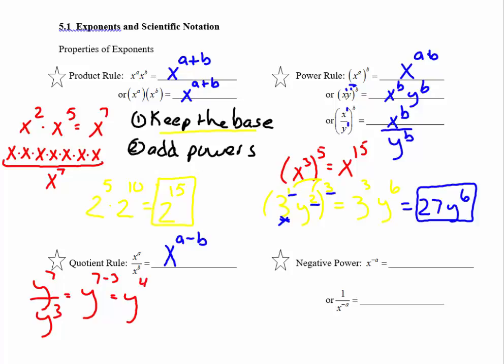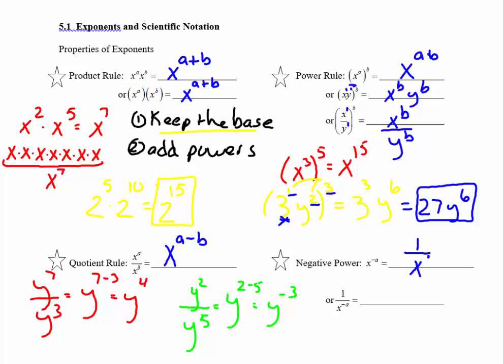But what if we had a power that was bigger on bottom? For example, y squared over y to the 5th. We're going to subtract our powers and get y to the 2 minus 5. Well, 2 minus 5 is negative 3, so y to the negative third power. So that leads us into our negative power rule. When we have a negative power, just know that negative exponents never make numbers negative. They move things. So x to the negative a is going to move it down.